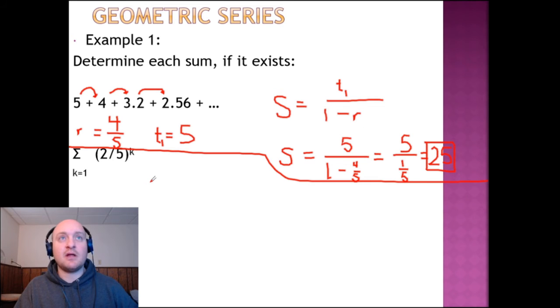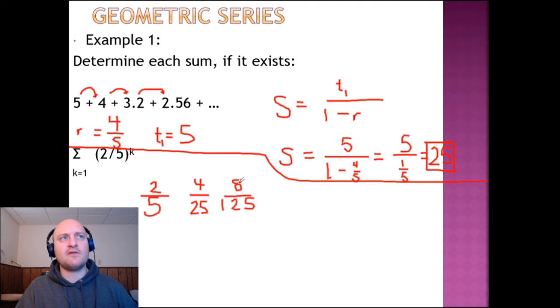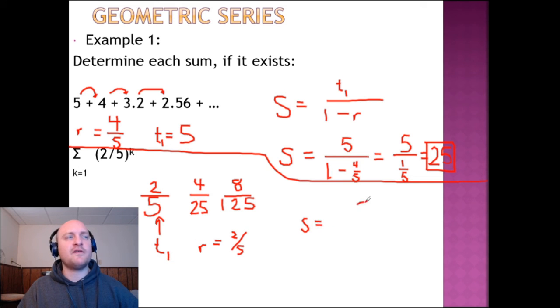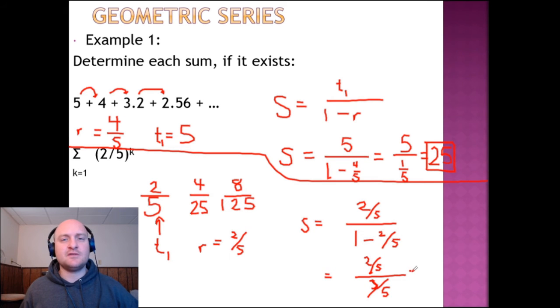In our second example, I'm going to first start by writing out the first few steps of the pattern. Now that I've noticed that the first term is 2/5 to the first power, or 2/5, and then the second is 4 over 25, and then our third is 8 over 125, I'm pretty sure I can see that t1 is 2/5, and our r is also 2/5. This means when I evaluate the series, I'm going to do 2/5 over 1 minus 2/5. And since that simplifies to 2/5 over 3/5, my answer is 2/3.